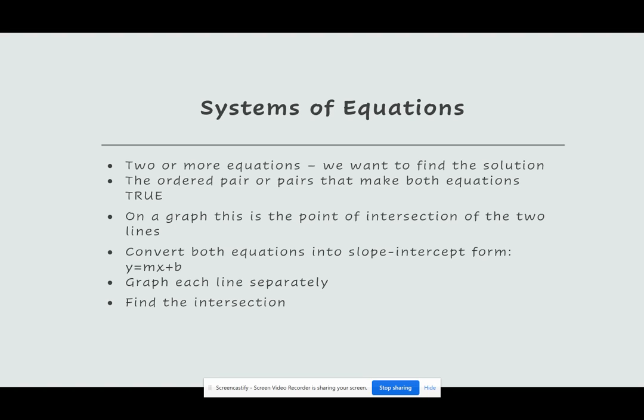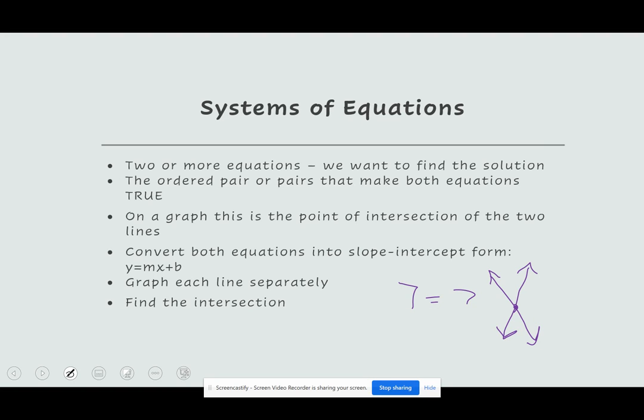The solution is the ordered pair or pairs that make both equations true, meaning that if in the first equation you get 7 on this side, you have to get 7 on that side. So we want to find the ordered pair that makes both of them have both sides equal to each other. On a graph, it's the intersection of your lines. We talked about when we were graphing how that line is all the solutions, so if we have 2 lines, that intersection is where they're both true.